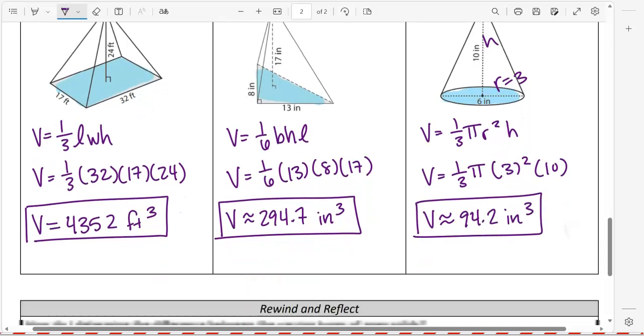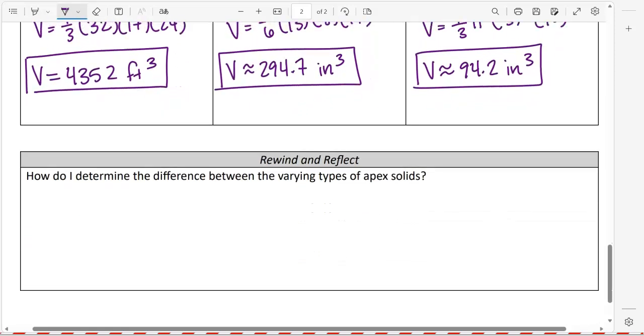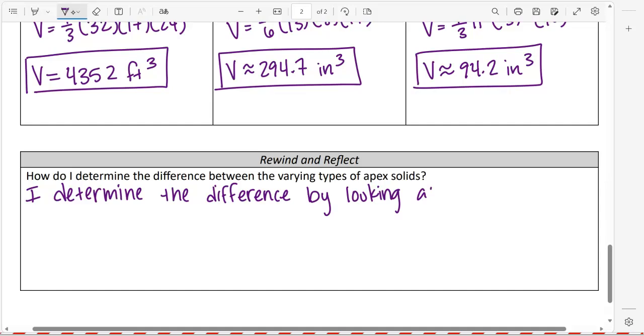All right. Couldn't finish these notes without a reflection question. How do I determine the difference between the varying types of apex solids? Well, are you ready? Remember, we look at the bases. So let's write it down. I determine the difference by looking at the base of each apex solid.